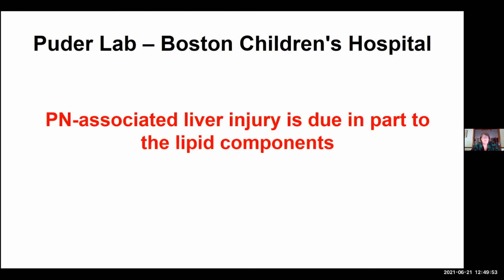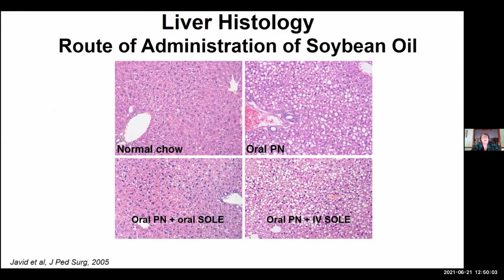So we have the Puder lab at Boston Children's Hospital, and we started working on PN-associated liver injury back in 2002, and we thought it was due in part to the lipid components. And we developed a mouse model of liver injury. And the first thing, as I mentioned before, Patrick Javid, Dr. Puder and myself showed was that the route of administration of soybean oil made a difference.